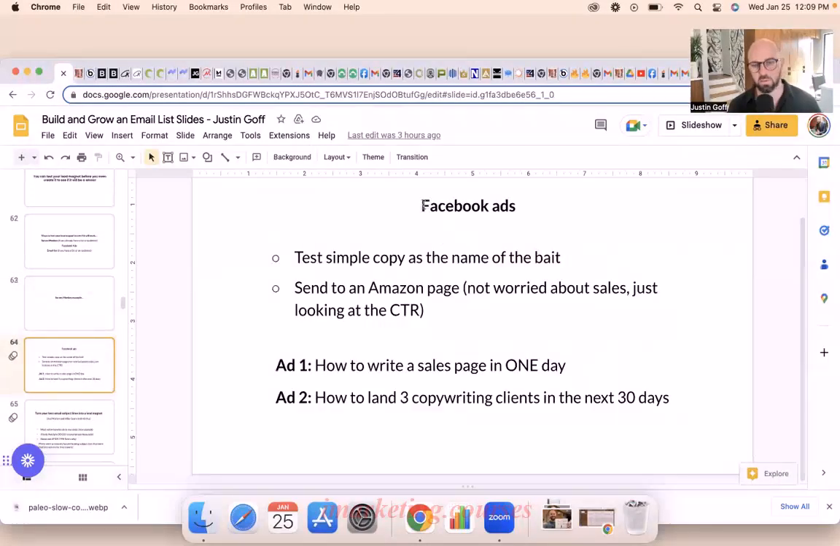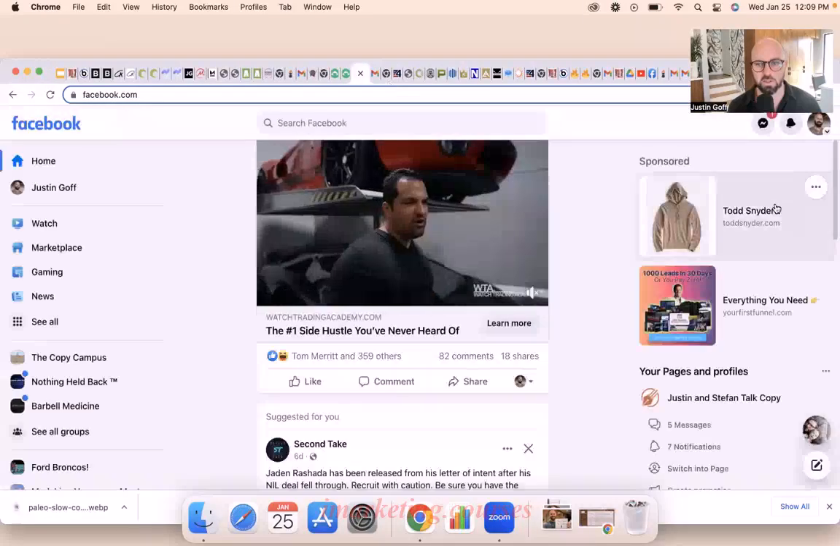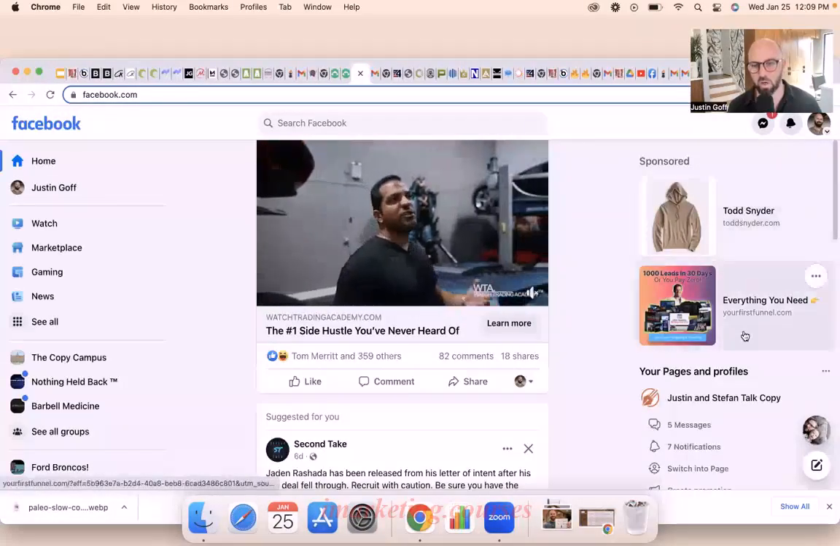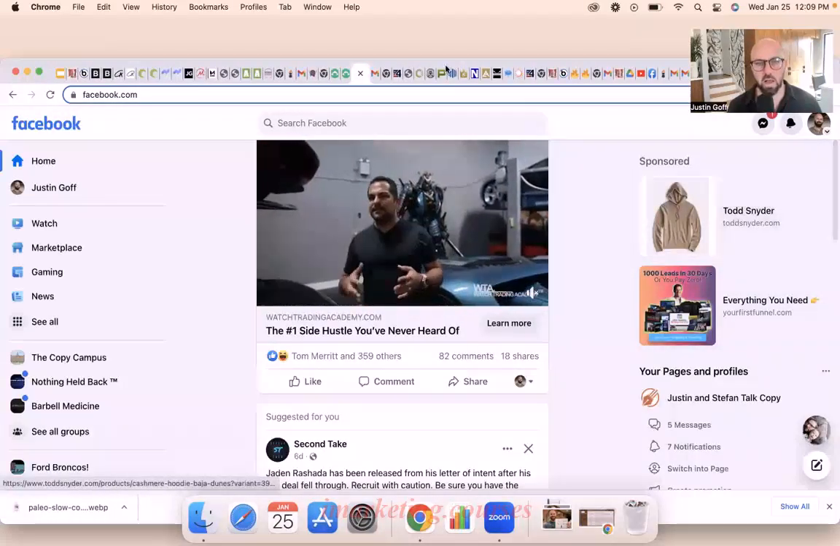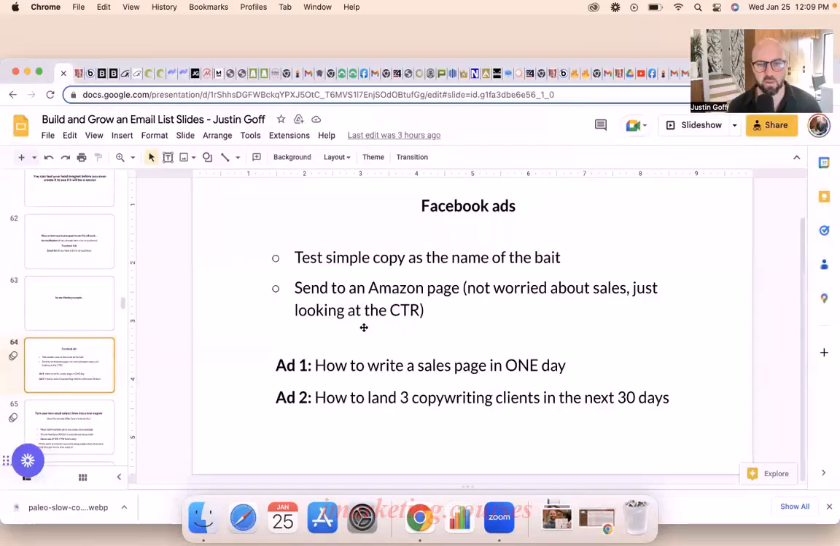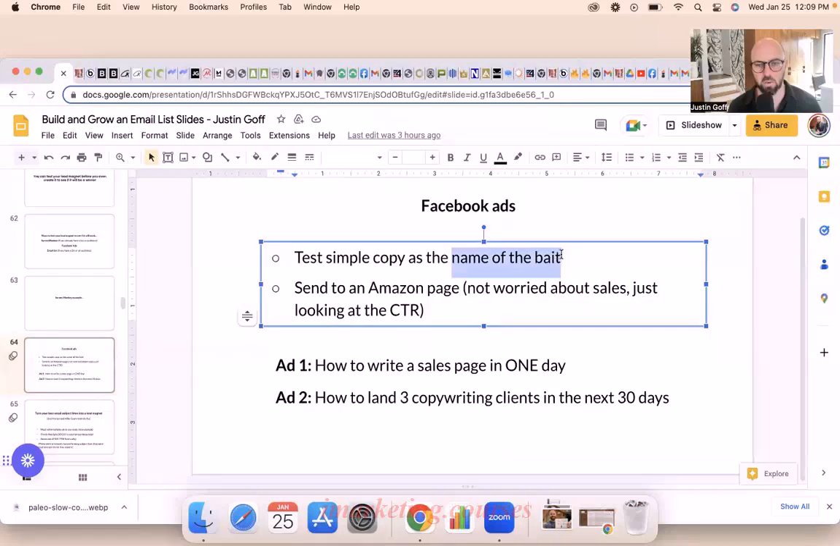Another way is through Facebook ads. So very, very simple. Just these Facebook ads that they run on the right, these little small ones. If you just tested the name of the lead magnet or the name of the course that you're going to do, and then just simply send it to an Amazon page or something safe like that, you're not worried about making sales. All you want to do is look at the click-through rate.